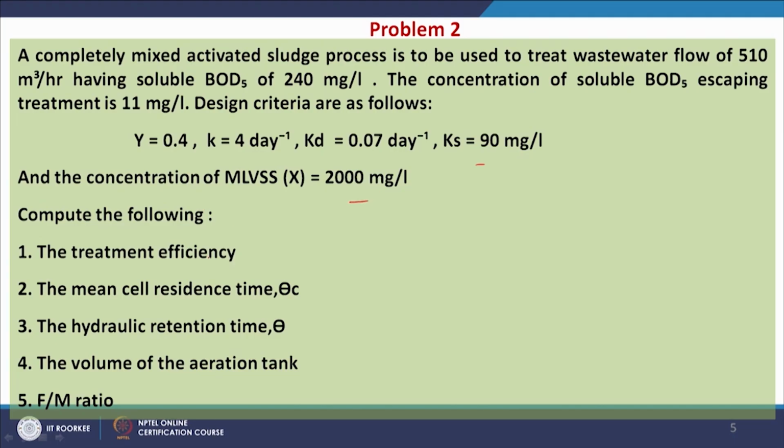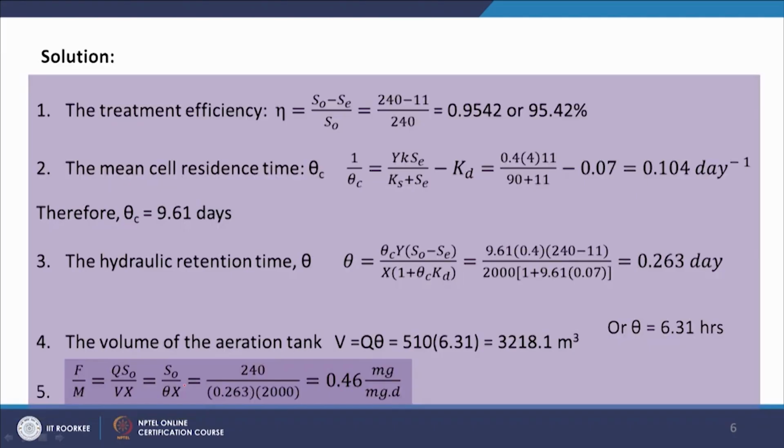So, we have to compute the following: the treatment efficiency, the mean cell residence time, the hydraulic retention time, the volume of the aeration tank, and the food to microbial mass ratio, that is, the food to biomass ratio. So again, for the treatment efficiency we can use this formula: efficiency equal to (S0 minus S) by S0. So, initial substrate concentration minus final substrate concentration divided by initial substrate concentration. So, we have initial BOD is 240 and final is 11. So, 240 minus 11 divided by 240, that is equal to 0.9542 or 95.42 percent. So, this is the treatment efficiency.